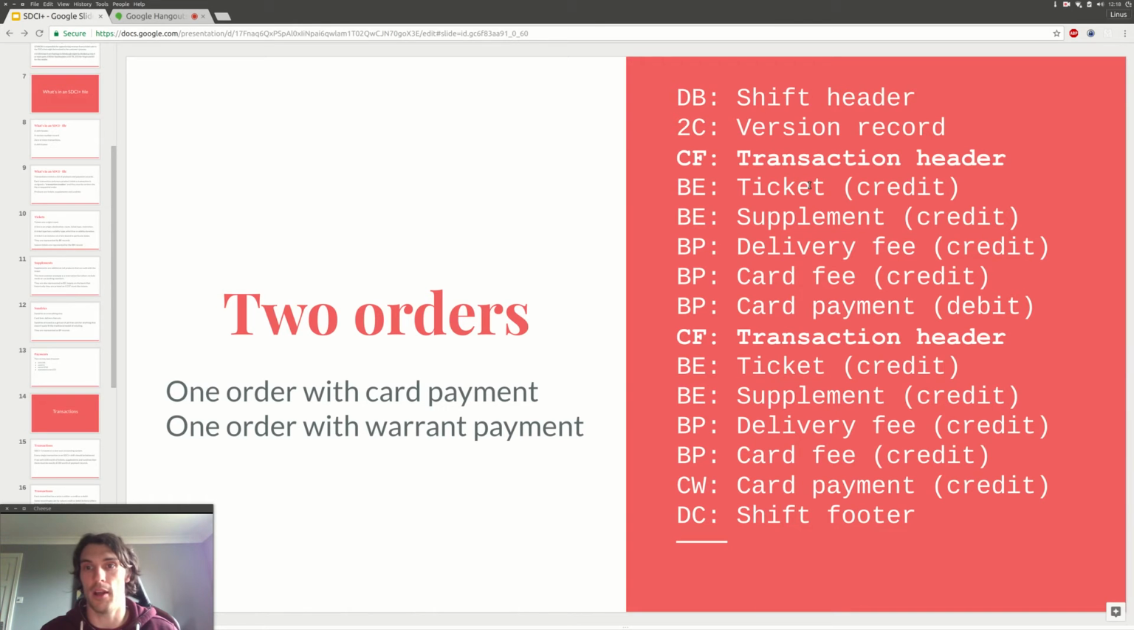So the person is getting a ticket, they're getting a reservation. Now, funnily enough, they're getting a delivery fee. So this is a sundry, this is a BP. They're getting a card fee, which is not something you would perhaps consider from a customer's perspective to be getting anything, but it is effectively something that we're selling you. So if you're placing an order and we're charging you for a delivery fee, you're getting a delivery. And then we have a card payment here that we're debiting, that we're taking.